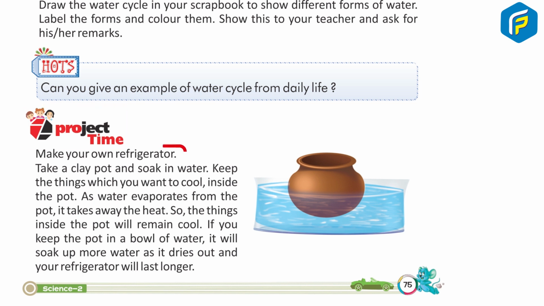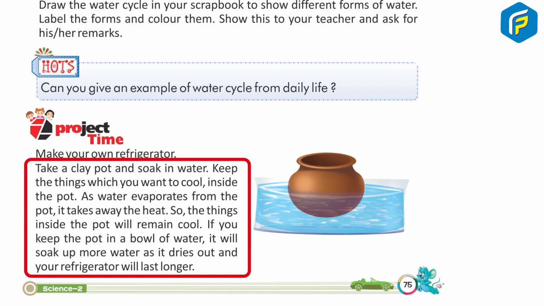Project time. Make your own refrigerator. Take a clay pot and soak it in water. Keep the things which you want to cool inside the pot. As water evaporates from the pot, it takes away the heat, so the things inside the pot will remain cool. If you keep the pot in a bowl of water, it will soak up more water as it dries out, and your refrigerator will last longer.